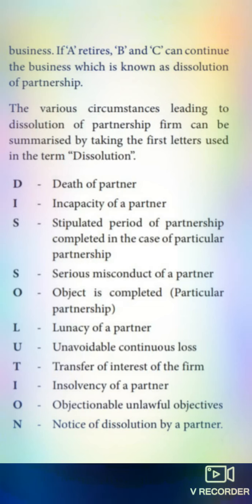Now let us see the expansion of the letters. D stands for death of a partner. Suppose a partner passes away. I stands for incapacity of a partner, if a partner is unable to continue. S stands for stipulated period of partnership completed, in case of a particular venture, when the time duration to complete it is over. Again S stands for serious misconduct of a partner, if a partner repeatedly commits wrongs.